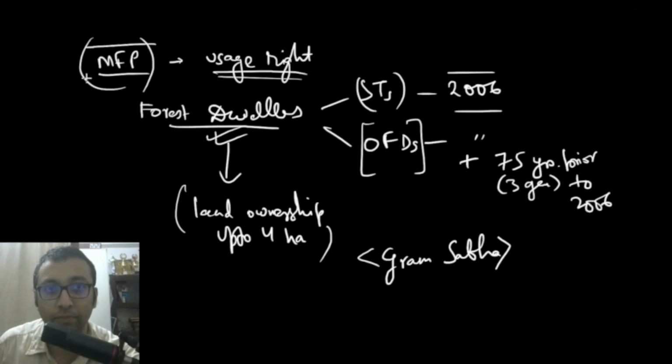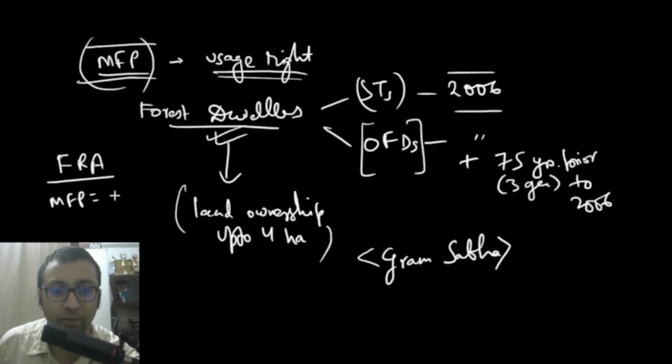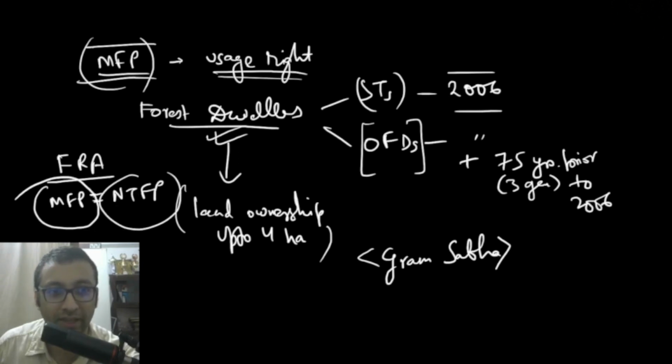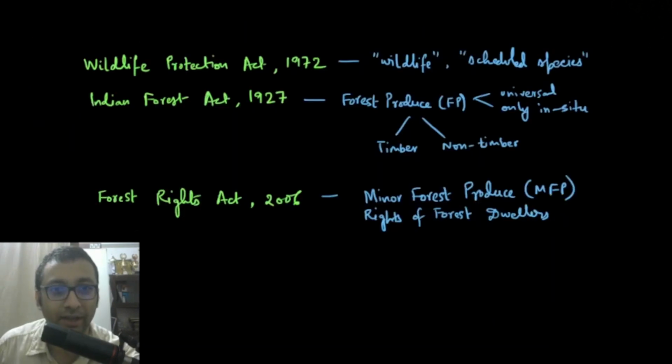And this MFP is important because now bamboo is also an MFP, because bamboo was earlier timber. So this Forest Rights Act of 2006 says that MFP is equal to non-timber forest produce, and for the first time it has defined MFP clearly. But non-timber forest produce wasn't defined that clearly. That has been defined under the amended Indian Forest Act.